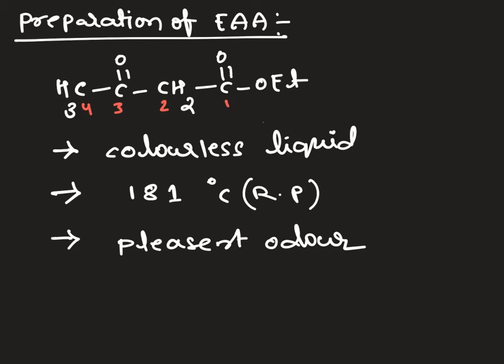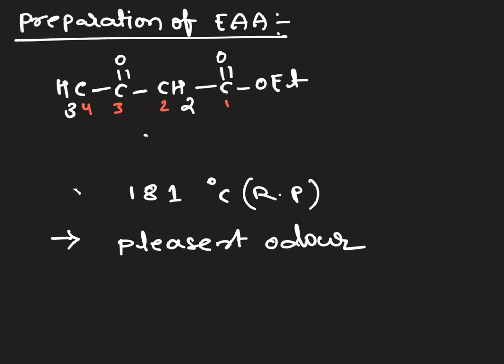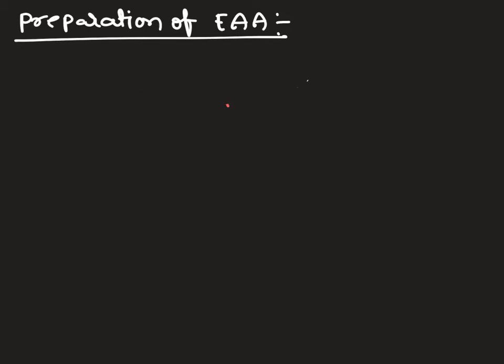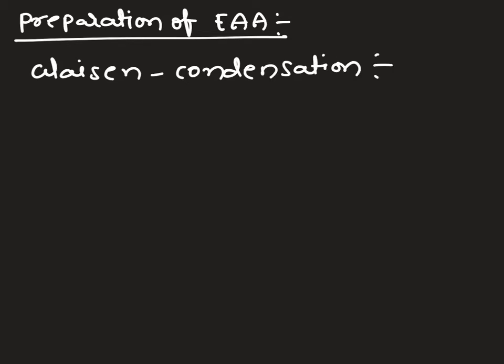Now we will focus on the preparation method by taking the Claisen condensation method. Claisen condensation. Condensation is combining two larger molecules by eliminating a smaller molecule. We call it condensation. It is a Claisen condensation. What is a Claisen condensation?